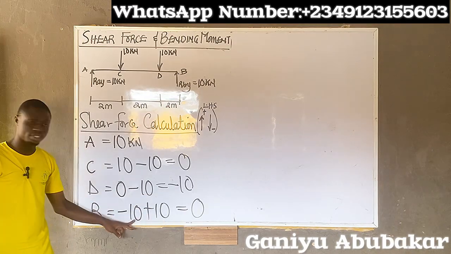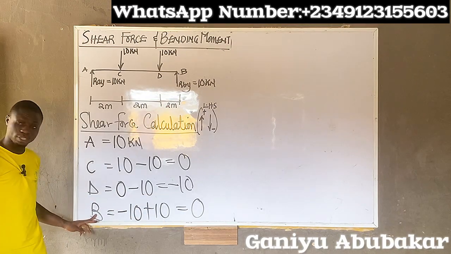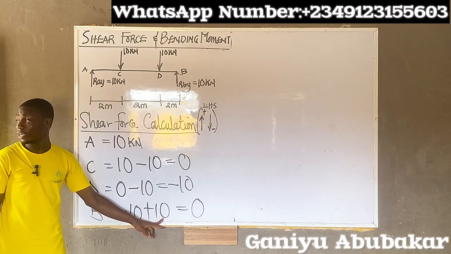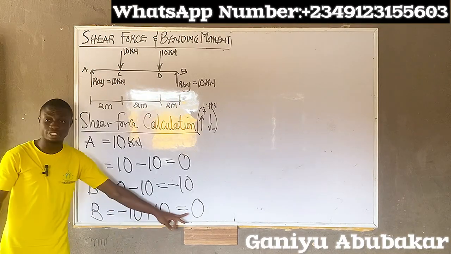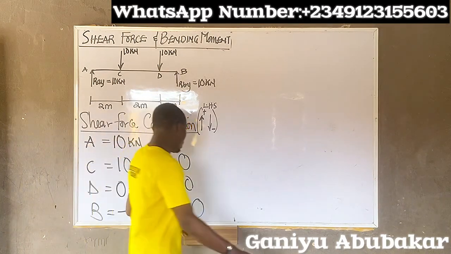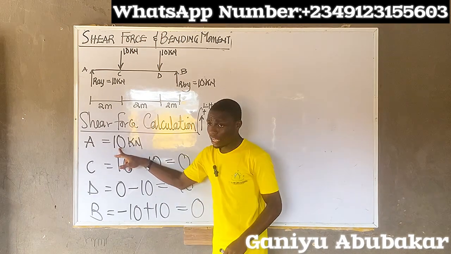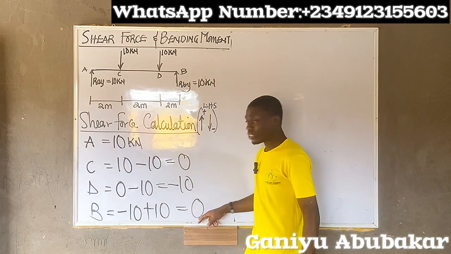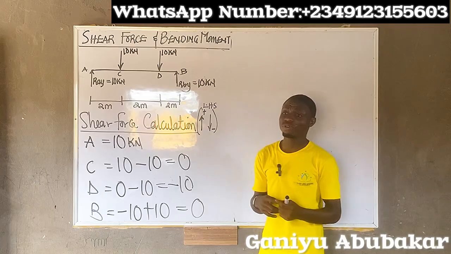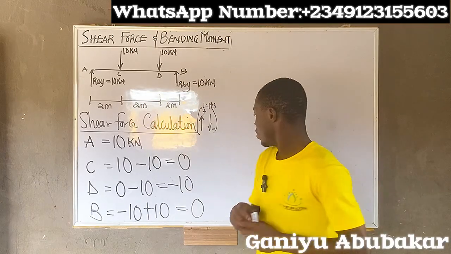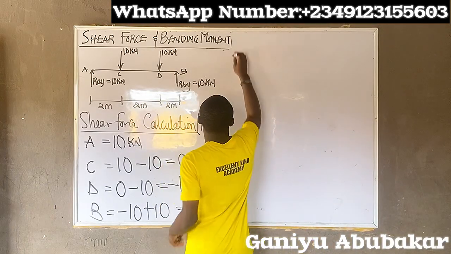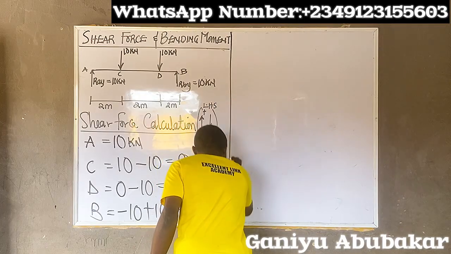This one is this first. The B itself is positive 10, right? Together, you have what? 0. That's the concept. I said it starts with a number and always ends with what? 0. I'm done with my shear force calculation. Let's do the bending moment calculation.